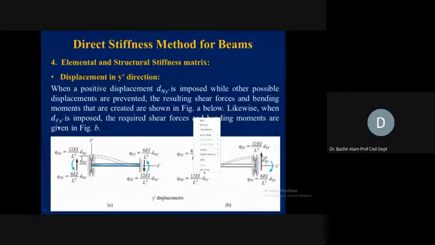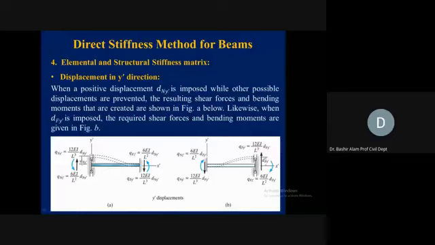Likewise, when dFy is imposed, the required shear displacement and bending moments are given in figure B. So at the far end, this sliding is given and then the member end actions are calculated. Coming to figure A now, as I said, along the y-axis at the near end translation is given. What will be the moment generated here? The moment generated will be 6EI delta divided by L square. This is the same equation, if you remember.